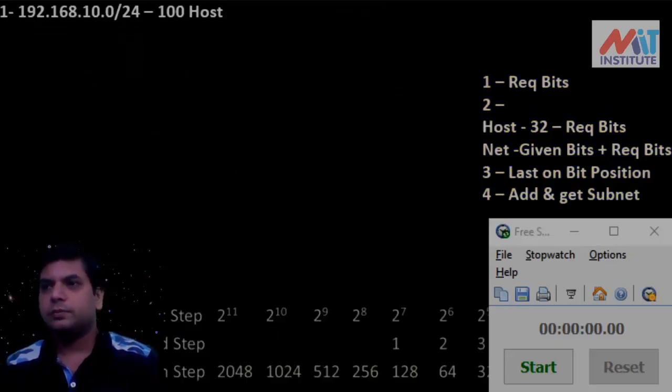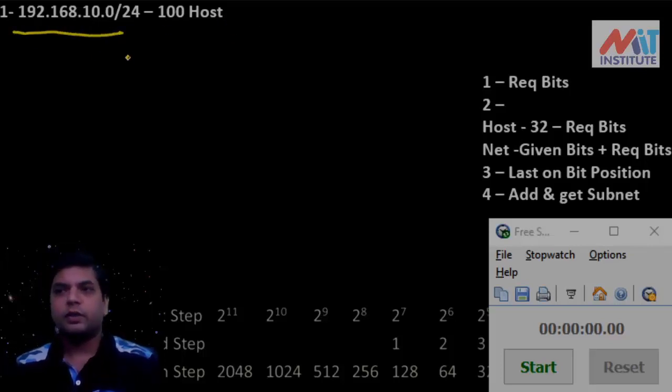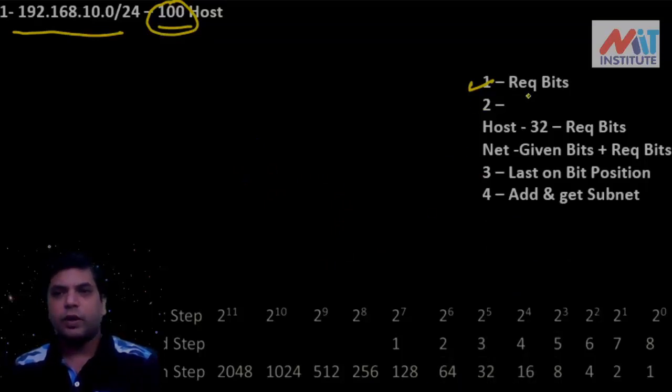In the first example we need to solve this problem. 192.168.10.0 is the network given to us, and we need to create subnets with 100 hosts per network. The process is very simple. First of all we need to find the required bits. You already use this method in your own way. To solve this, the required bits for 100 hosts are 7 bits. This is the most important part.